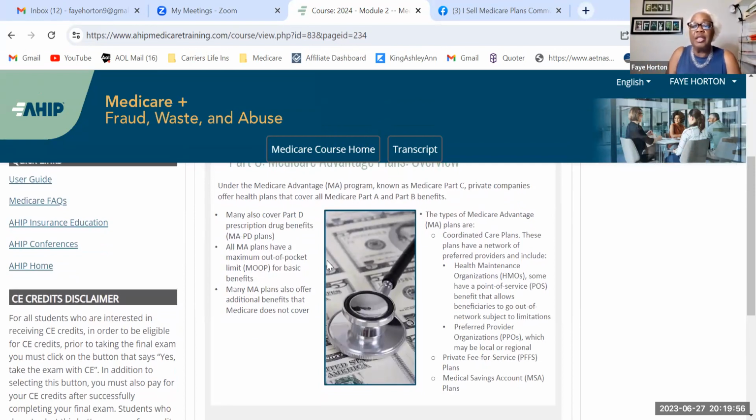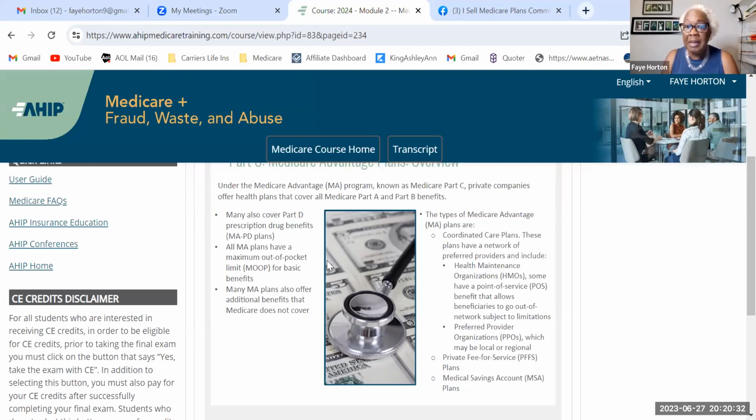Under the Medicare Advantage program, known as Medicare Part C, private companies offer health plans that cover all Medicare Part A and Medicare Part B benefits. It's important that you know that and you understand it. So what that means in another way is, if it is medically necessary and covered by original Medicare Part A and Part B, it is also covered in the Medicare Advantage plan.